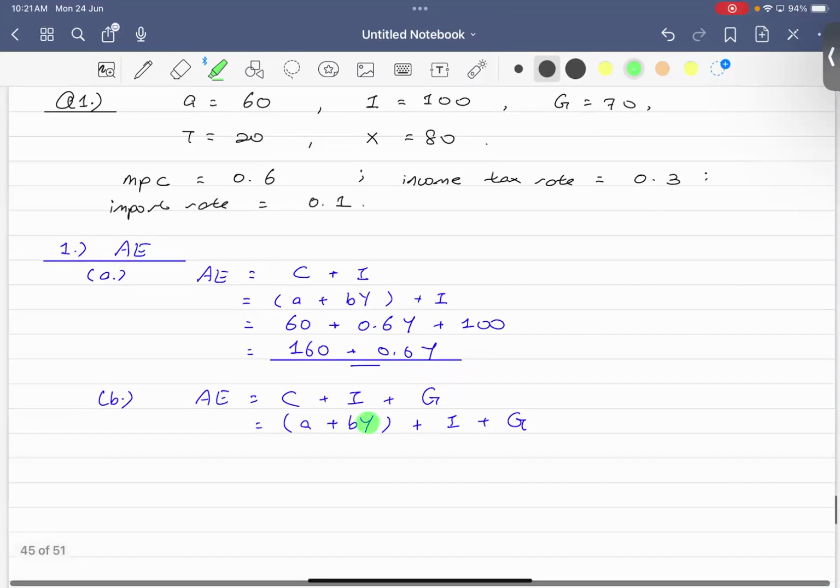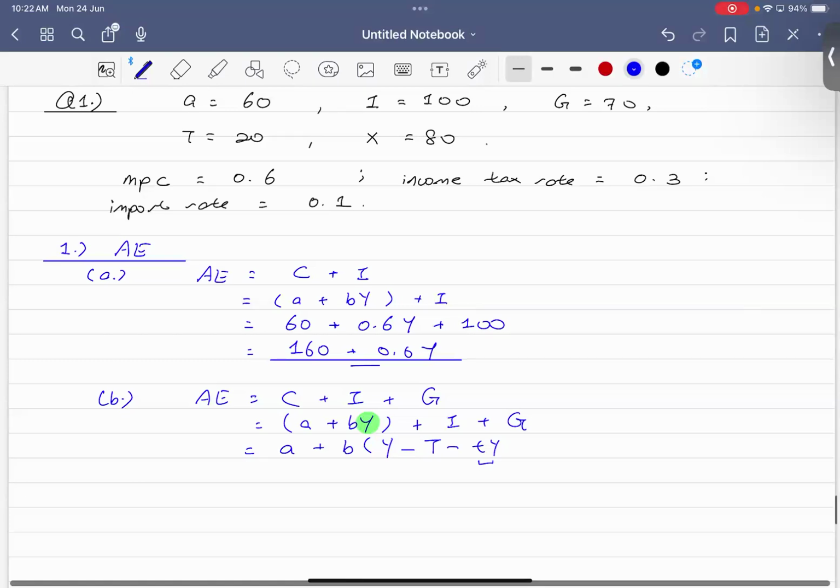So this Y over here, your disposable income, will need to be extended. Like how? It will become autonomous consumption plus B bracket your disposable income minus any autonomous tax minus any induced tax. Autonomous tax is a tax that you must pay regardless of your income. Induced tax is the tax that you pay dependent on the income. For example, income tax, the more you earn, the more tax you have to pay. So that is dependent on your income.